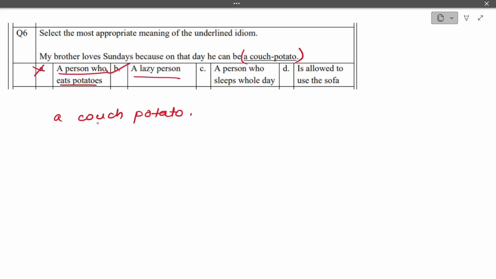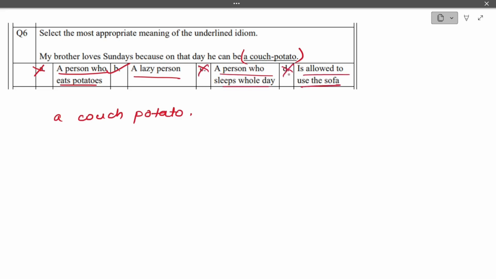The idiom couch potato is commonly used to describe someone who is very lazy, typically spending long hours sitting on the couch without doing much activity. So it does not specifically mean someone who eats potatoes, sleeps all day, or is simply allowed to use the sofa. Thus the most appropriate meaning is a lazy person, because see, these are what? A person who sleeps the whole day, right? That is also not making sense. Is allowed to use sofa.